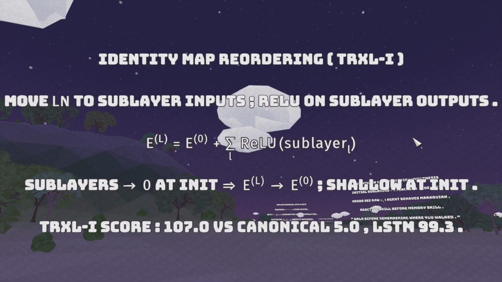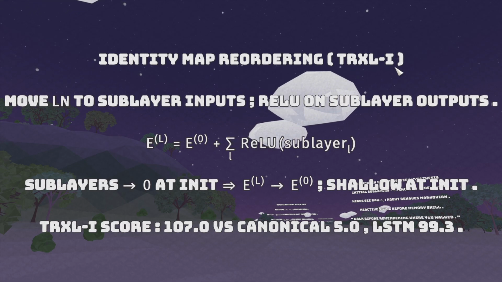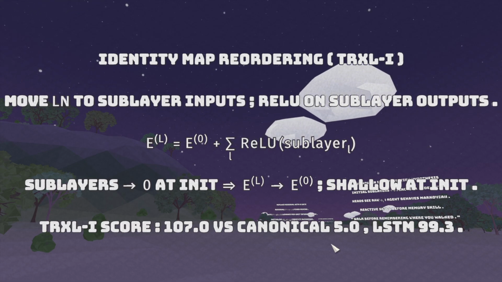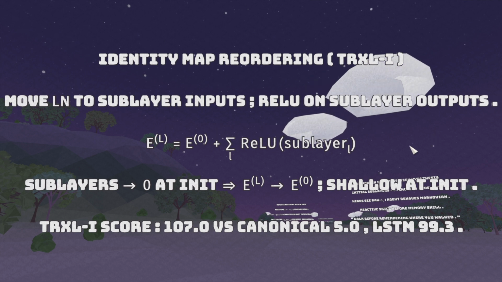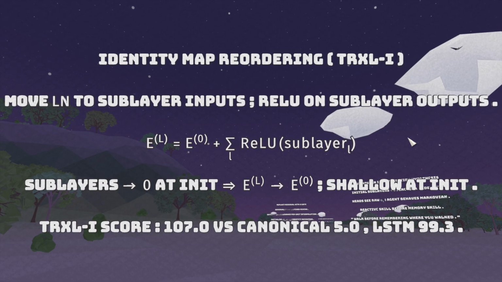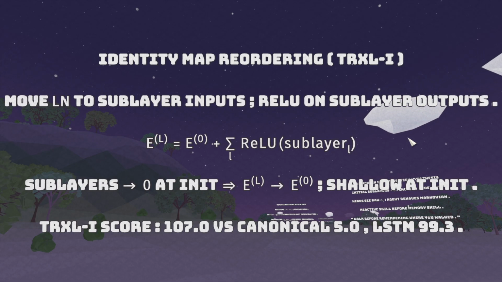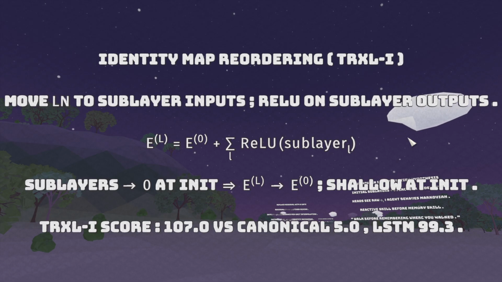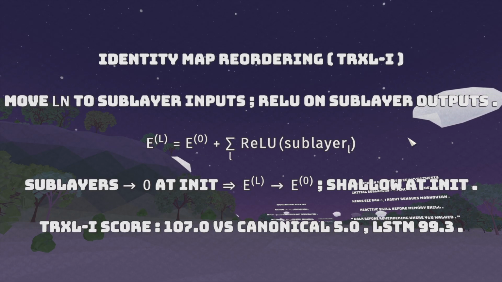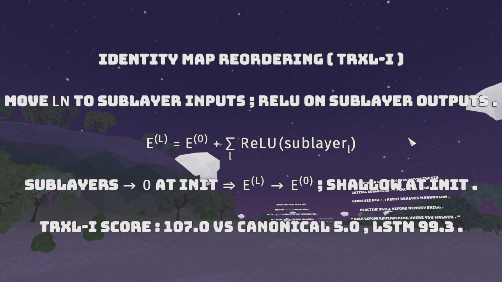They call this configuration TRXL-I, and this alone allowed them to get a good score on DM Lab 30 with a human normalized score of 107, while the TRXL before got a 5, which is already better than the LSTM baseline at the time, 99. And this is before they even added their gating mechanism.